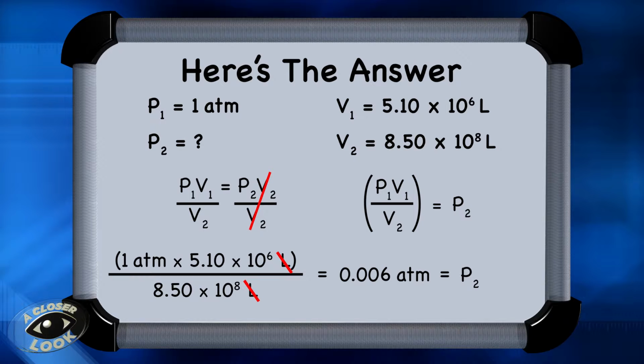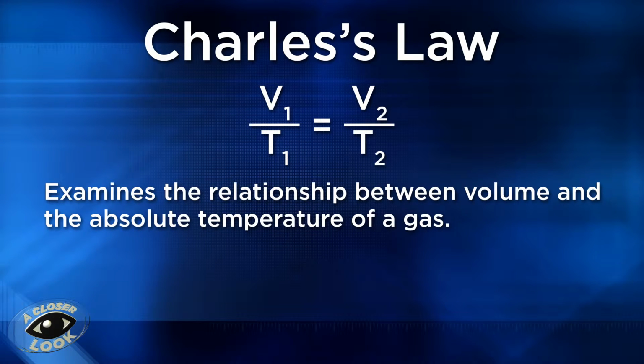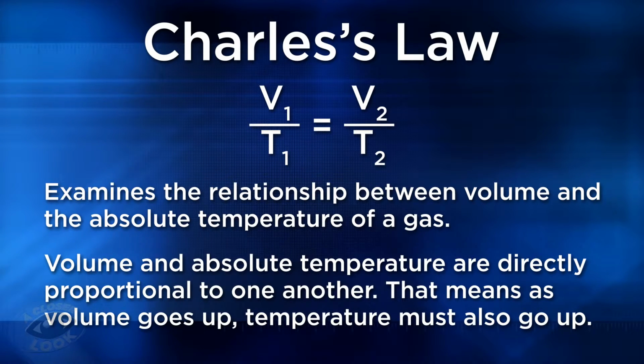The second gas law we're going to look at is Charles' law. Charles' law examines the relationship between volume and the absolute temperature of a gas. In this case, volume and absolute temperature are directly proportional to one another. That means as volume goes up, temperature must also go up.